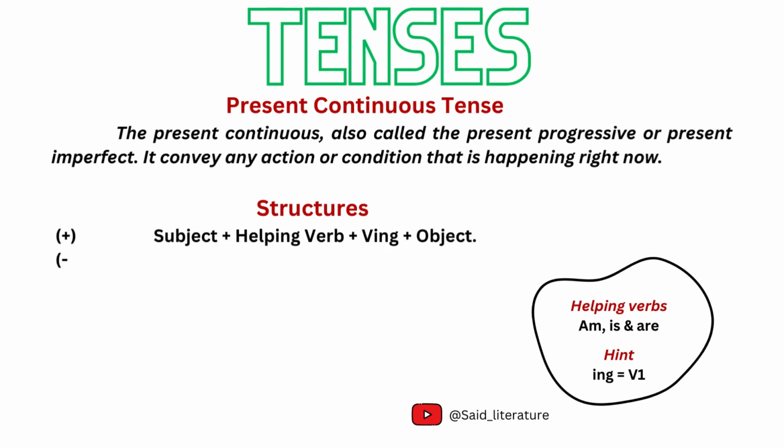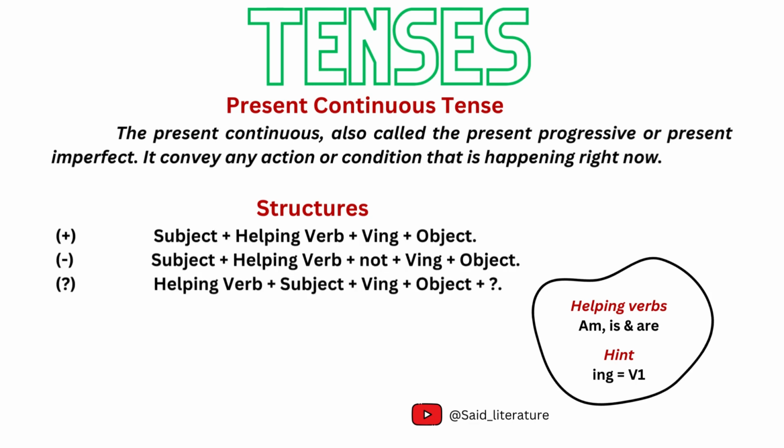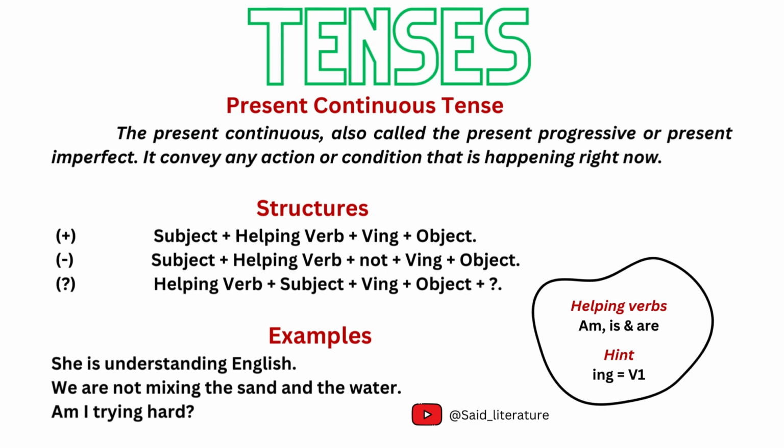The present continuous, also called the present progressive or present imperfect. It conveys any action or condition that is happening right now. Structures of the present continuous tense are positive, subject plus helping verb plus first form of verb plus ing plus object. Negative, subject plus helping verb plus not plus first form of verb plus ing plus object. Interrogative, helping verb plus subject plus first form of verb plus ing plus object plus question mark.